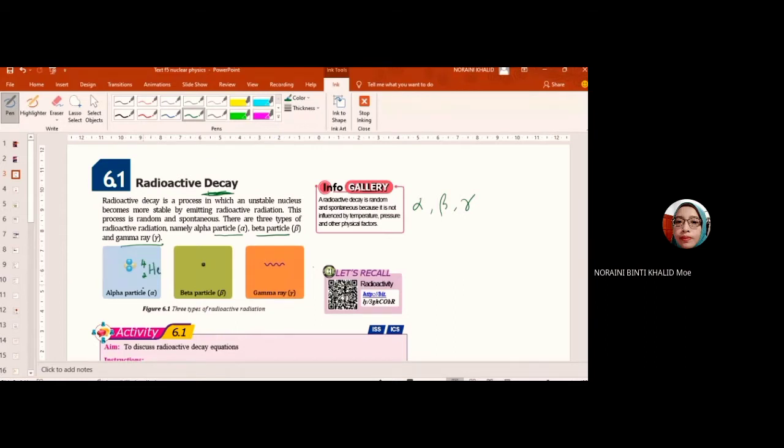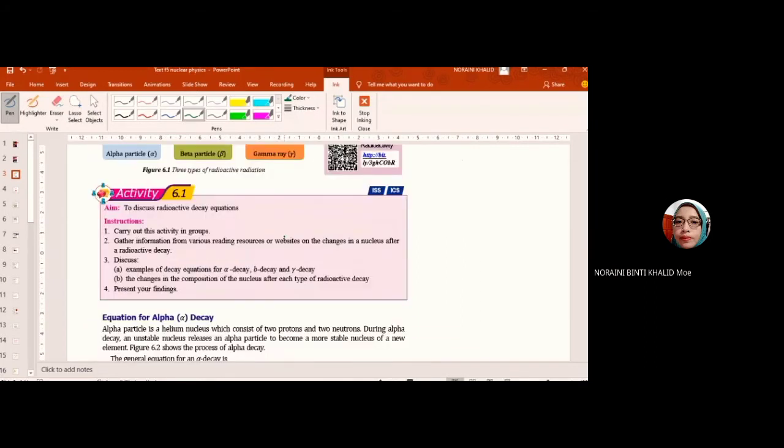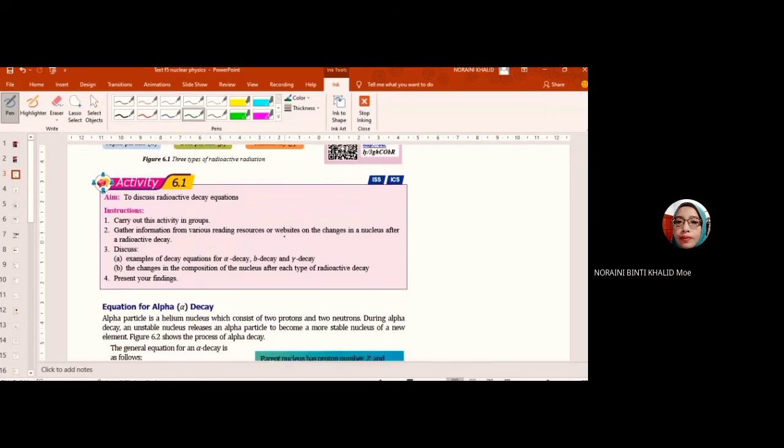He 4 2. The nuclide notation. So you can see the nucleon number 4, proton number 2. Beta is electron. So the nuclide notation is 0, -1 e. Gamma is an electromagnetic wave, so no nuclide notation, mass equals 0. This is the symbol for gamma. For activity 6.1, you can go and search for information regarding alpha, beta and gamma.